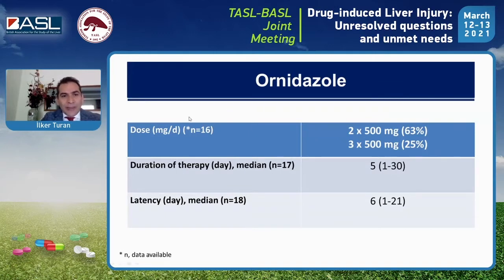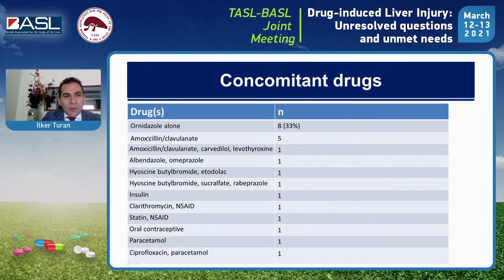In patients who had available data, the dose was within the recommended range in most patients, and the median duration of therapy was 5 days, ranging from 1 to 30 days. The median latency time was 6 days, ranging from 1 to 21 days. Ornidazole was used alone in 8 patients, which is about one third of patients, or in combination with other drugs, especially with amoxicillin clavulanate, in the remaining patients. You can see the other drugs here.